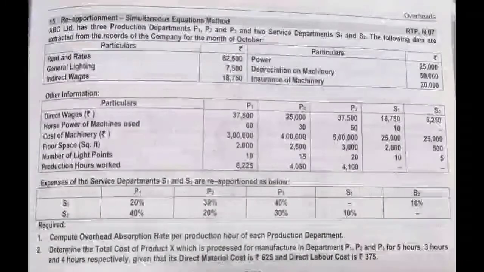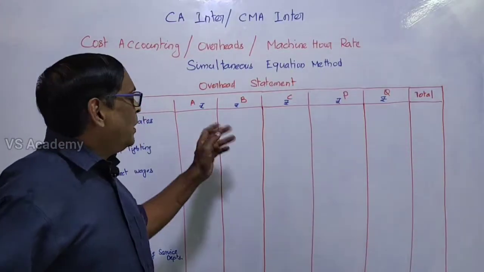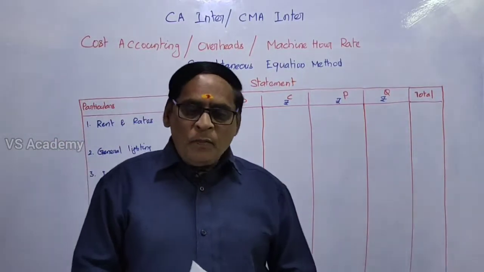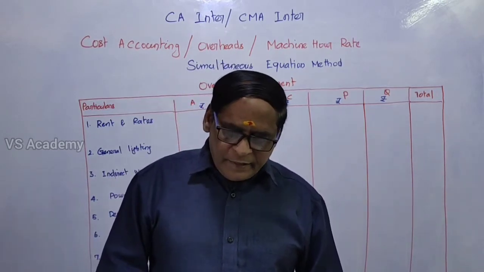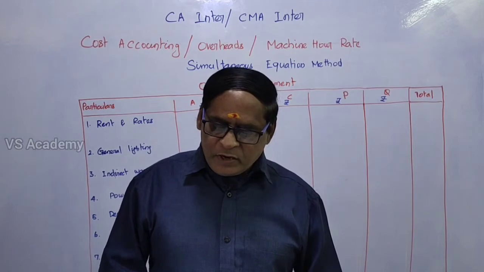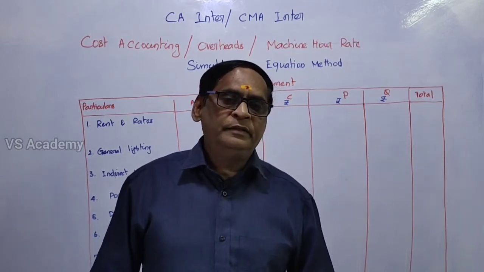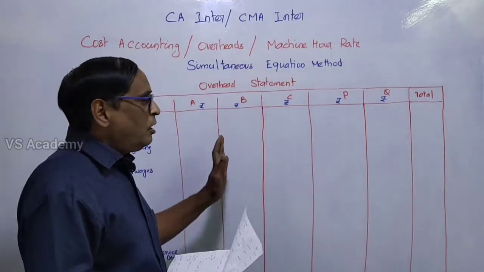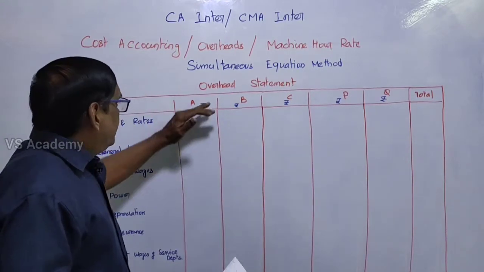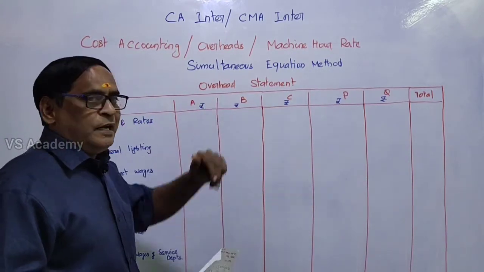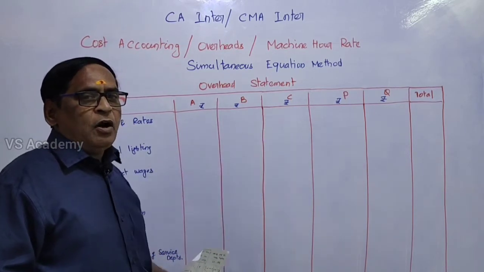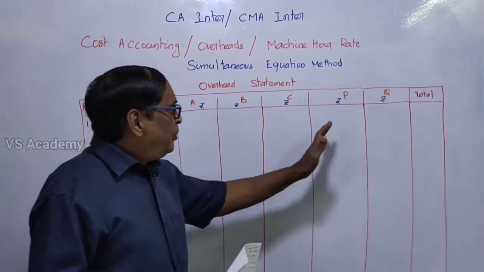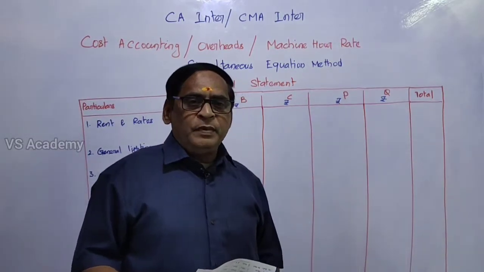Let us solve the problem on the board. Let's solve the problem now. The common expenditures are given: the rent and rates, general lighting, indirect wages, power, depreciation on machinery, insurance of building. First of all, we can draw the table like this. This is the overhead statement. These three, A, B and C, are production departments. P and Q are service departments.